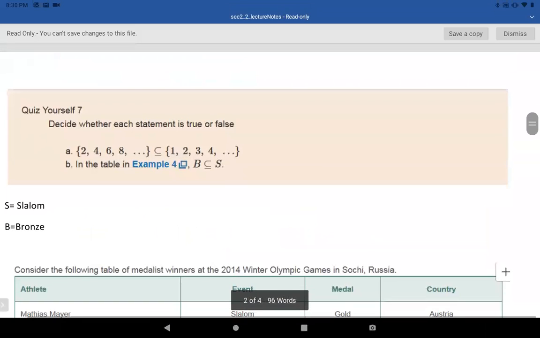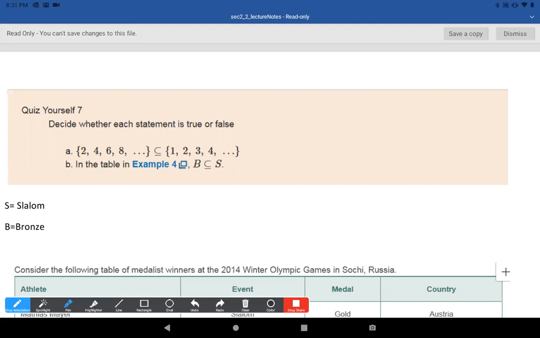Quiz Yourself 7. Decide whether each statement is true or false. So again, here we see the subset symbol, right? The subset symbol. And in the first example that we have, letter A, we're being asked if 2, 4, 6, 8, dot dot dot is a subset of 1, 2, 3, 4, dot dot dot. The dot dot dot in each one means the pattern continues on, right? So for example, if we were to list out the elements in the 1, 2, 3, 4, that dot dot dot means continue on in this pattern.